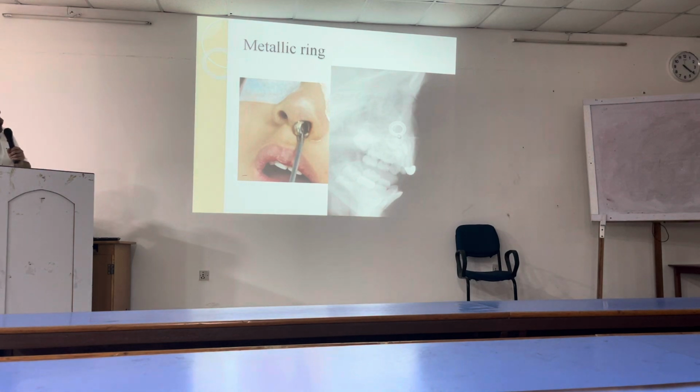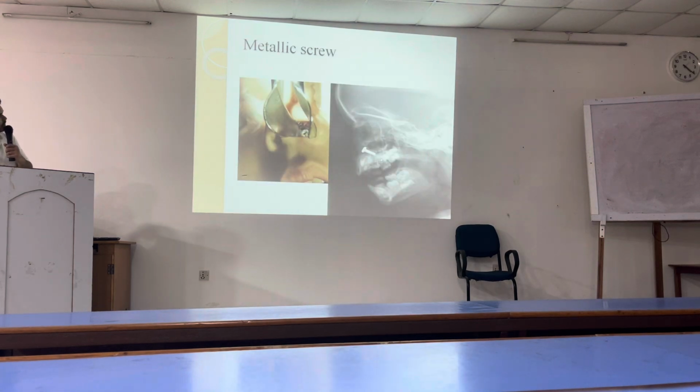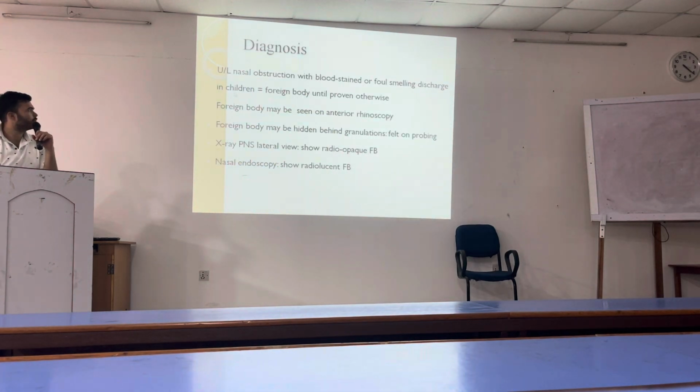This is a metallic ring obstruction. Like leech, which was taken out from the nose. Metallic screw. This is metals. The non-animate bodies basically come under metallic classification, but you can write non-vegetables. So, diagnostic: unilateral nasal obstruction with blood stain, foul smelling nasal discharge in children, foreign body until proven otherwise.